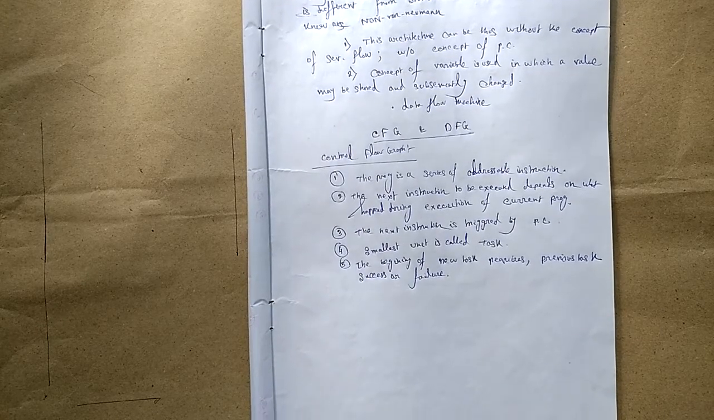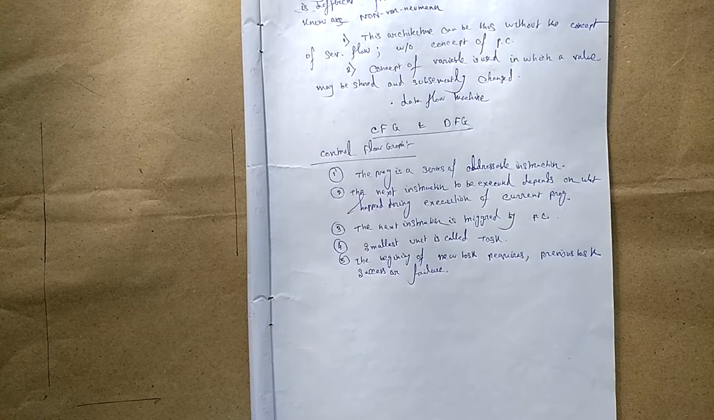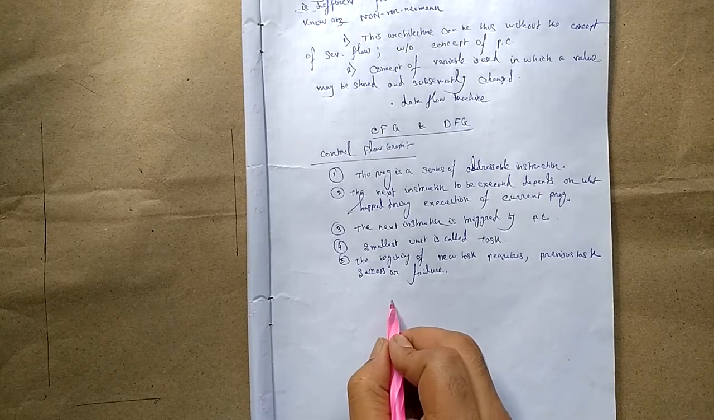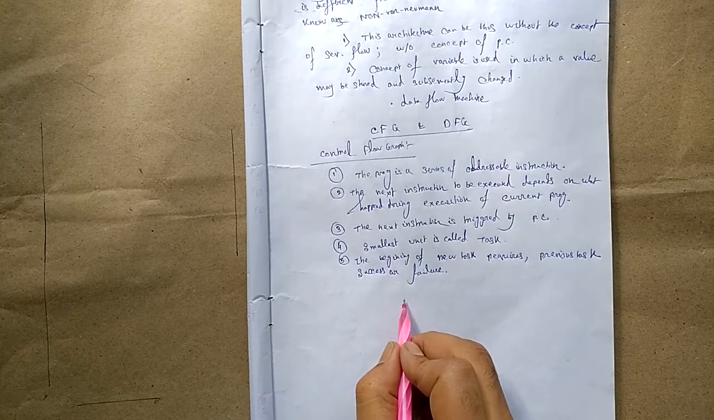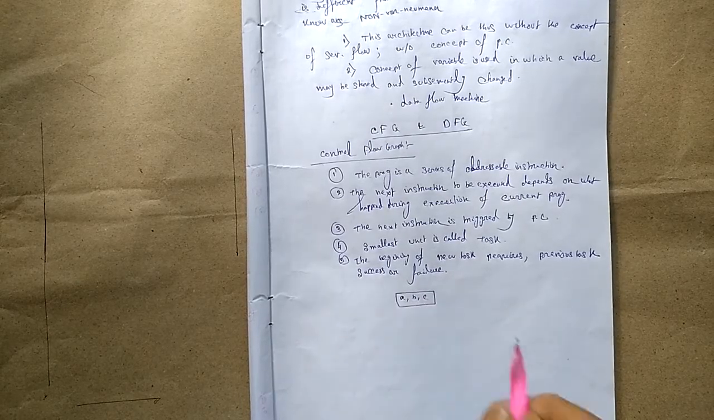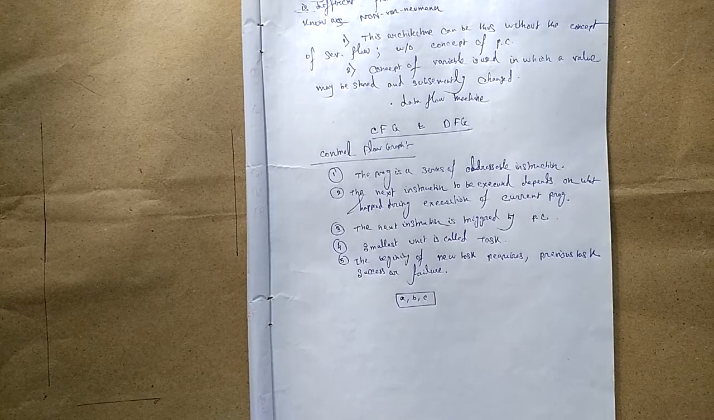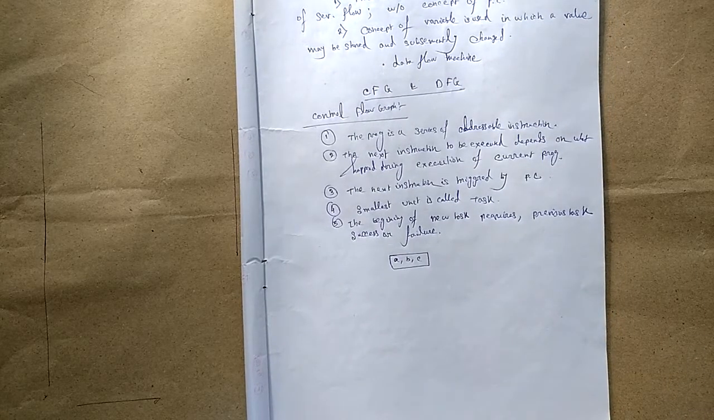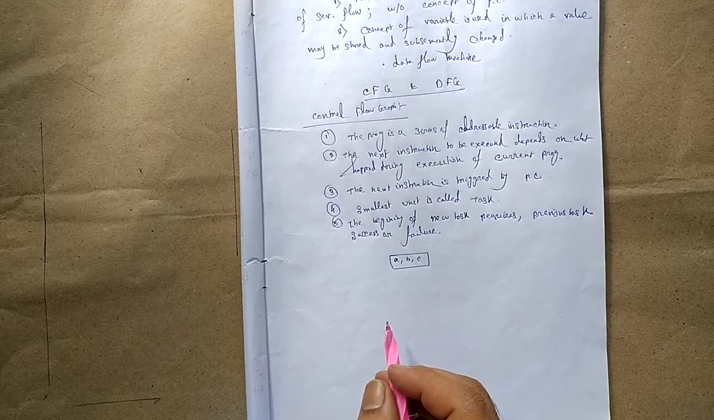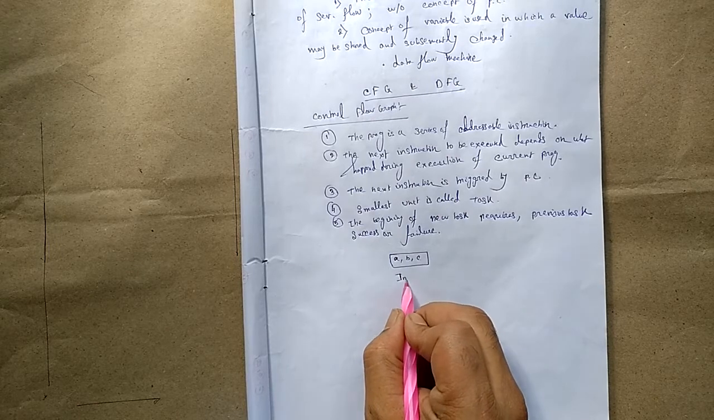Now we'll give an example by which we can understand the control flow graph. Suppose we have given a program to determine the highest number or the bigger number among three. Suppose we have given three numbers, we have to find which number is bigger. So to understand the control flow graph, let us first draw the flow chart to determine the big number among three numbers. So the flow chart will look like this.